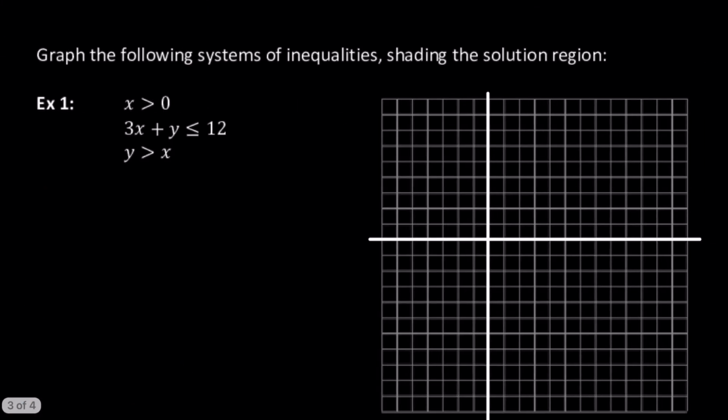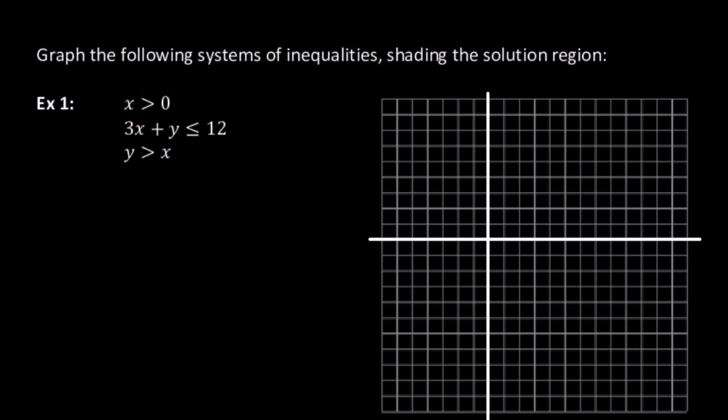All right, so let's do a system of inequalities. This is really what we're going to be doing this unit with linear programming, 3 or more inequalities. So graph the following systems of inequalities, shading the solution region. The first one should be pretty straightforward. X equals 0.